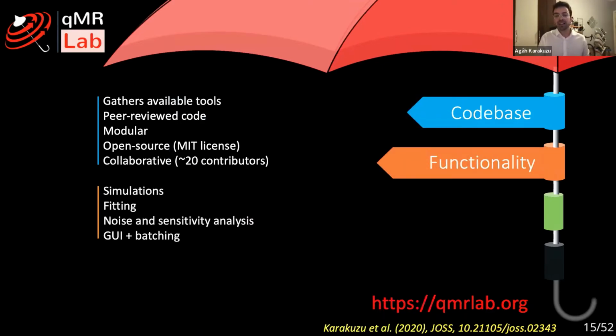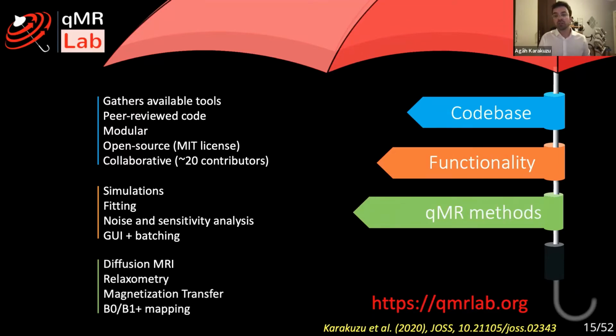So with qMRLab, you can run simulations, noise and sensitivity analysis to optimize your quantitative protocols. And of course, you can fit quantitative maps from real-world data. It has a graphical user interface that allows you to access all the features without dealing with scripts, where you can also quickly analyze your data using an ROI toolbox. We support 23 different methods under multiple categories, including diffusion imaging, relaxometry, magnetization transfer, quantitative susceptibility mapping, and field mapping.